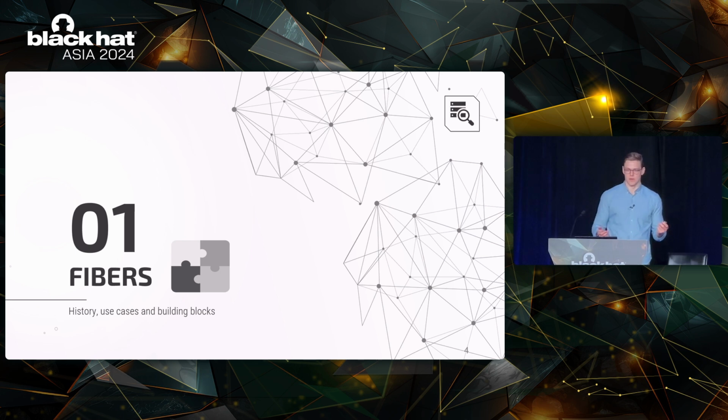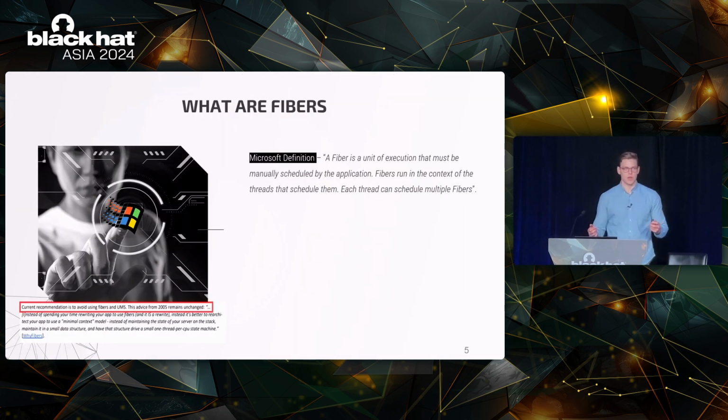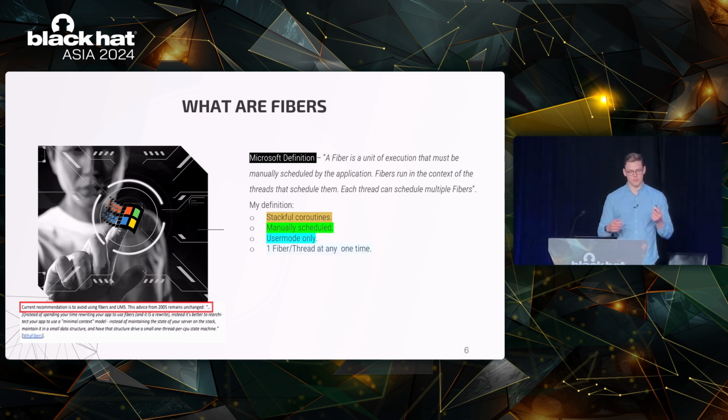So first off, what are fibers? Well, fibers are just another vehicle to execute code. Think of them as mini threads. Microsoft's definition is on the slide right now, but I prefer to define them as stackful coroutines. Now, these are just like functions that have stacks, except they don't return like a regular function. They're manually switched to by the application itself, and they're a user mode concept invisible to the kernel, and only one thread can run one fiber at any one time.